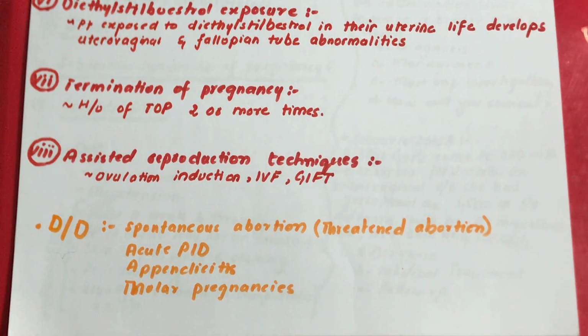And what are the differential diagnoses? This is also a past paper question. The scenario is very clear, and you have guessed already that the scenario given is of ectopic pregnancy, but they ask you what the differential diagnoses are. So the differential diagnoses are spontaneous abortion, especially threatened abortion, acute pelvic inflammatory disease, appendicitis and molar pregnancy.